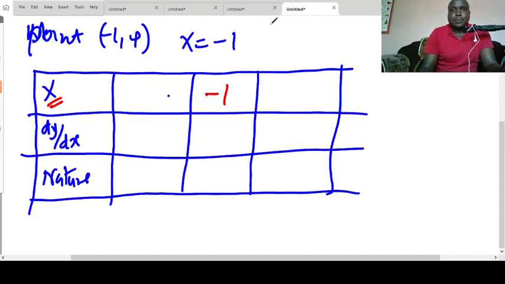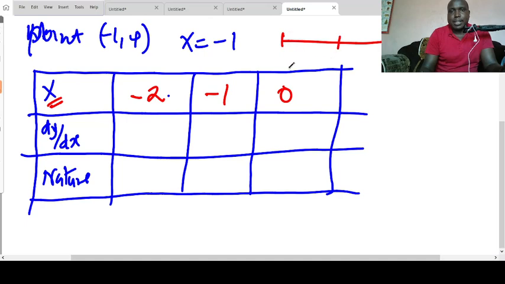Now here, find any number to the left of -1 and another number to the right of -1. A number to the left of -1 is -2. A number to the right of -1 is 0. So you should know the number line.